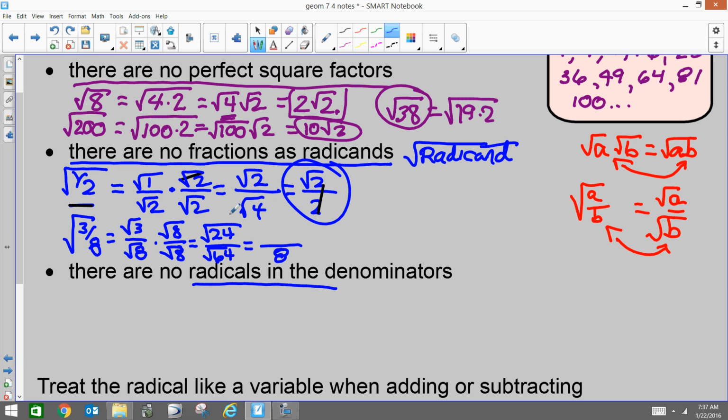And now look at 24. 24 needs to be divided down. I know there's a perfect square 4 in there. 6 is just 3 times 2. So here we go. We have a 2 from the radical 4. 6 is good. And 8.